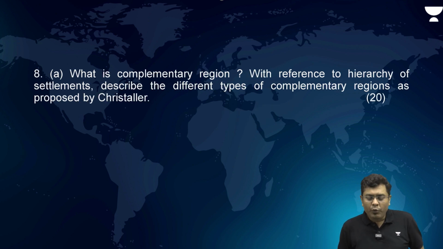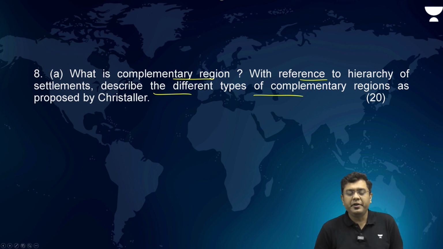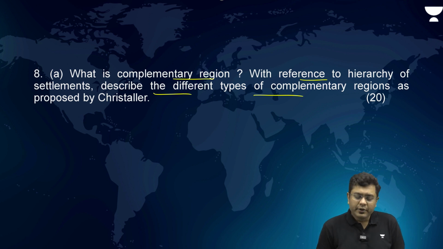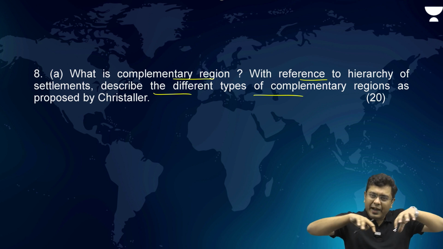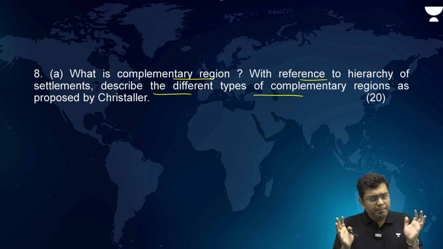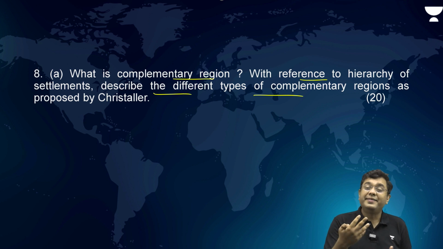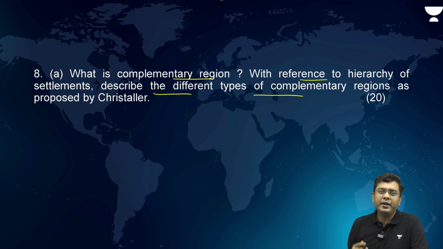Okay. Now what is complementary region? With reference to hierarchy of settlements, describe the different types of complementary region as proposed by Christaller. A straightforward direct question, what is a complementary region? So it is basically from Christaller's central place theory, which talks about the surrounding areas which support the particular region and its growth. It provides manpower, it provides labor, it provides the availability of market as well, and that leads to the development of the central region. So that is the complementary region that you can talk about.